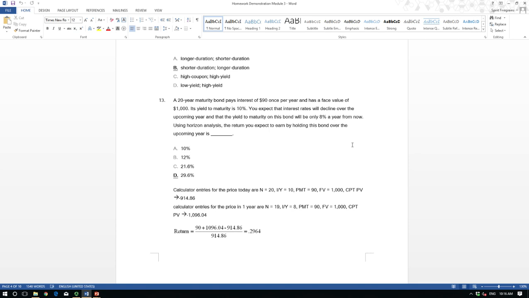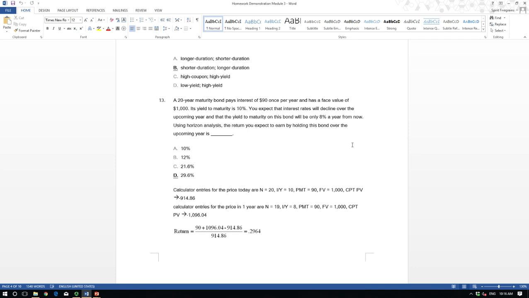Well, here you need to look at two different types of income you will get from this bond. First one is the coupon, $90, right? And the second one is potential capital gains when the bond price increases. Because right now, the year to maturity is 10%, and you know that in 1 year, that number will decline to 8%. Declining interest rate is good news because the bond price will increase. Right? And here you want to first of all calculate the initial bond price.